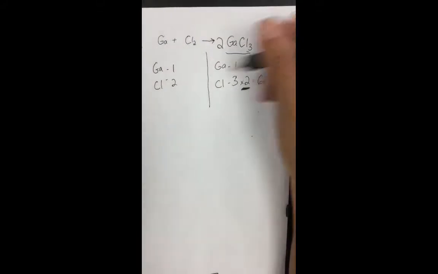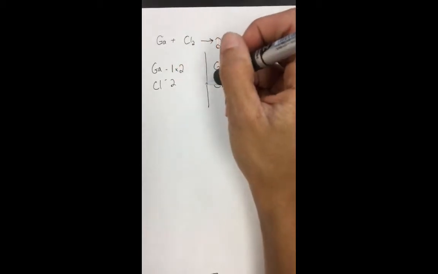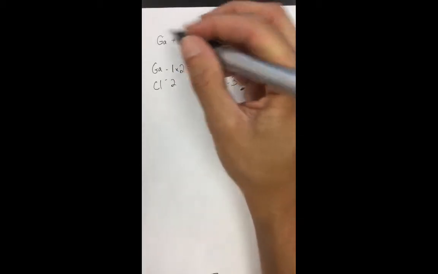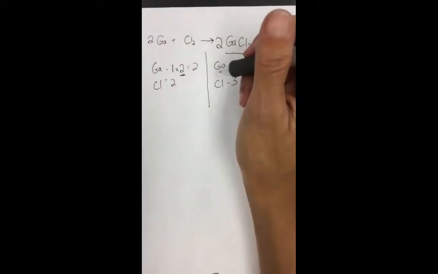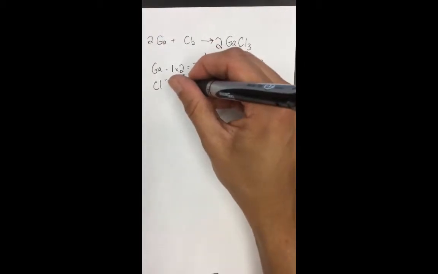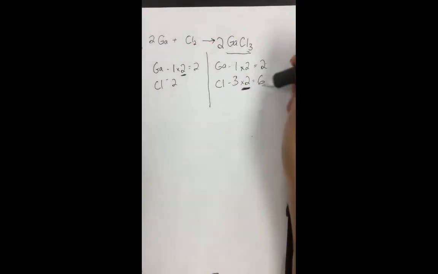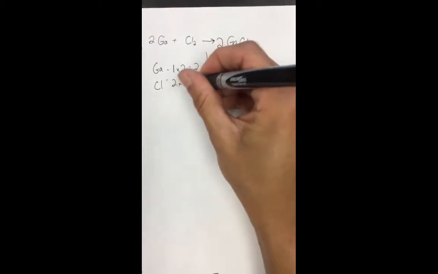So I can do that if this one's 2 and this one's 1. I'm going to multiply that by 2, and that'll give me a 2. And I'm going to represent that by putting the number that I multiply it by up here. And then for chlorine, this one is already 2, and I want it to equal 6. So I'm going to multiply this by 3.